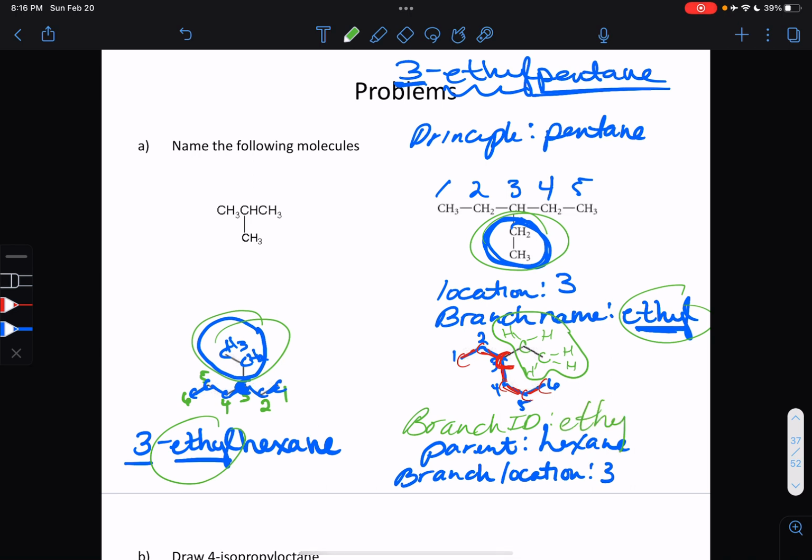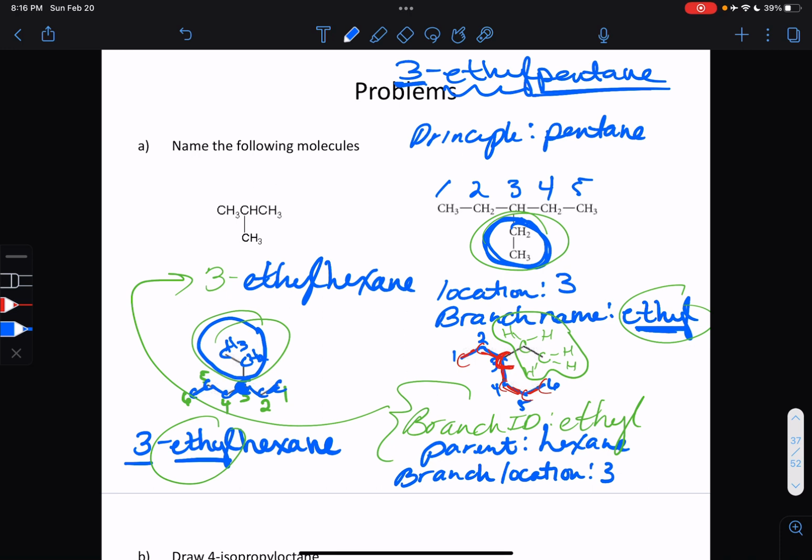So the branch is ethyl. And if we put this all together, I'm going to write all of this up here so I have some space. That's going to be 3 because we start with a location. And then what? Hyphen, oops, not methyl. Bad teacher, bad. I'm going to switch to blue, sorry. 3-ethylhexane. Now, what you might notice is that it's exactly the same thing as this one over here. Now, how is that possible?